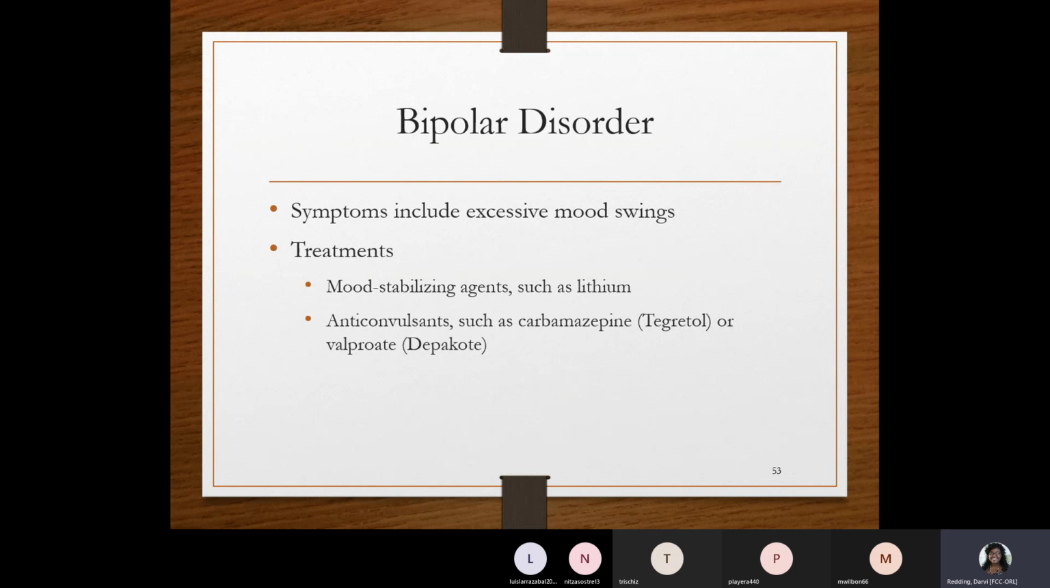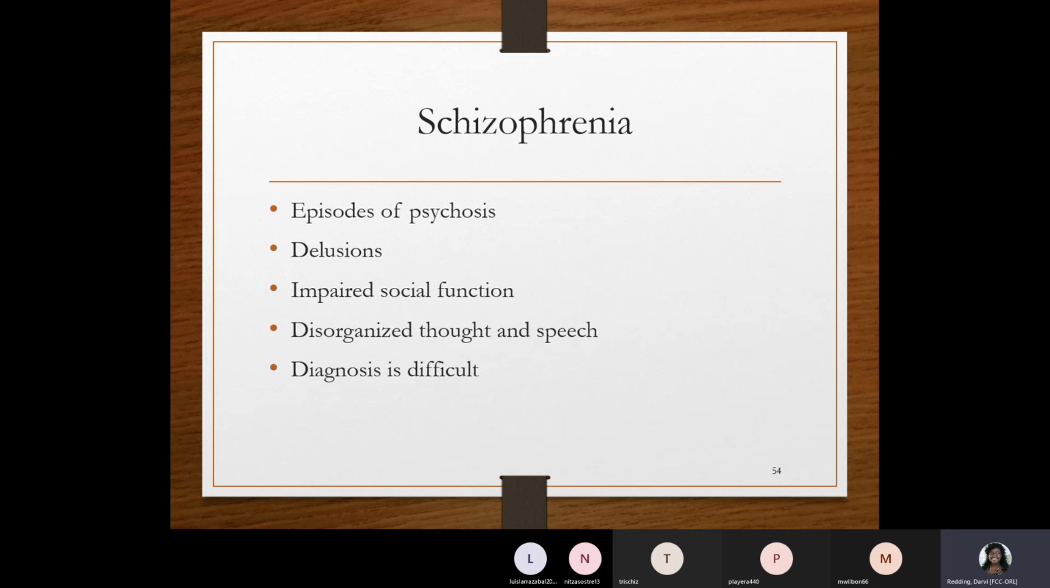A person who's experiencing bipolar disorder could also take anticonvulsants such as Tegretol, which its generic is carbamazepine, or they can take Depakote, which its generic is valproate. There are many medications that treat the nervous system when it comes to the conditions that we talked about today. So lastly, in today's lecture, I'm going to talk about the nervous condition called schizophrenia.